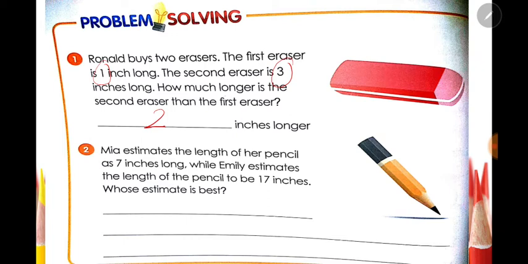Mel estimates the length of the pencil as 7 inches long, while Emily estimates the length of the pencil to be 17 inches. Which estimate is the best? Can you believe that you have a pencil with 17 inches? It would be longer than your leg. Can you imagine a pencil longer than your leg? For sure not. So which is the perfect estimate, 7 or 17? Perfect, it's 7 inches. So who's correct? Excellent.